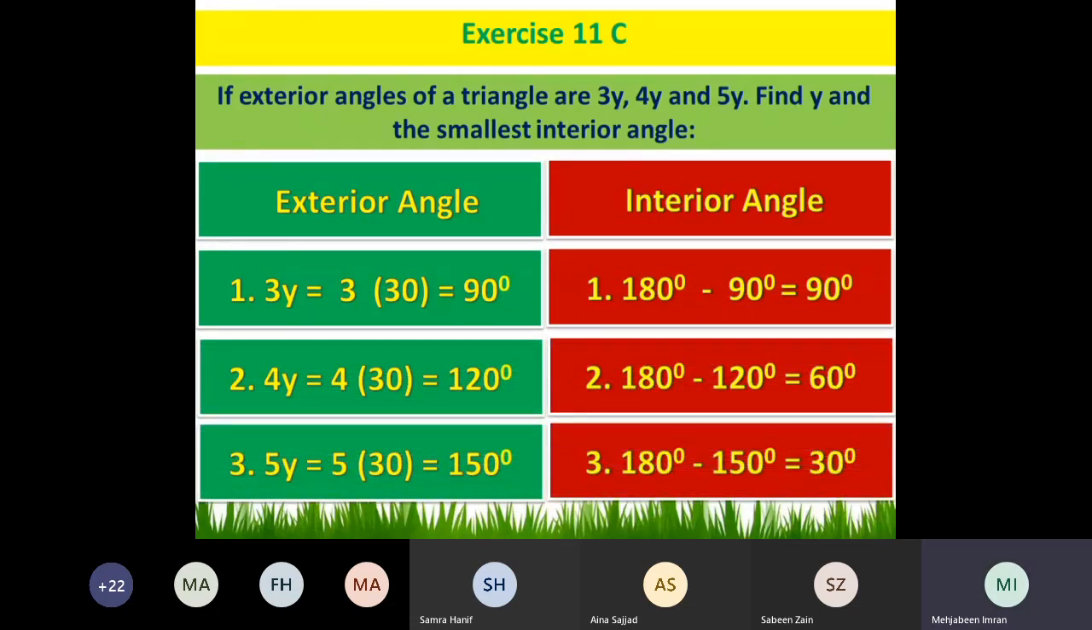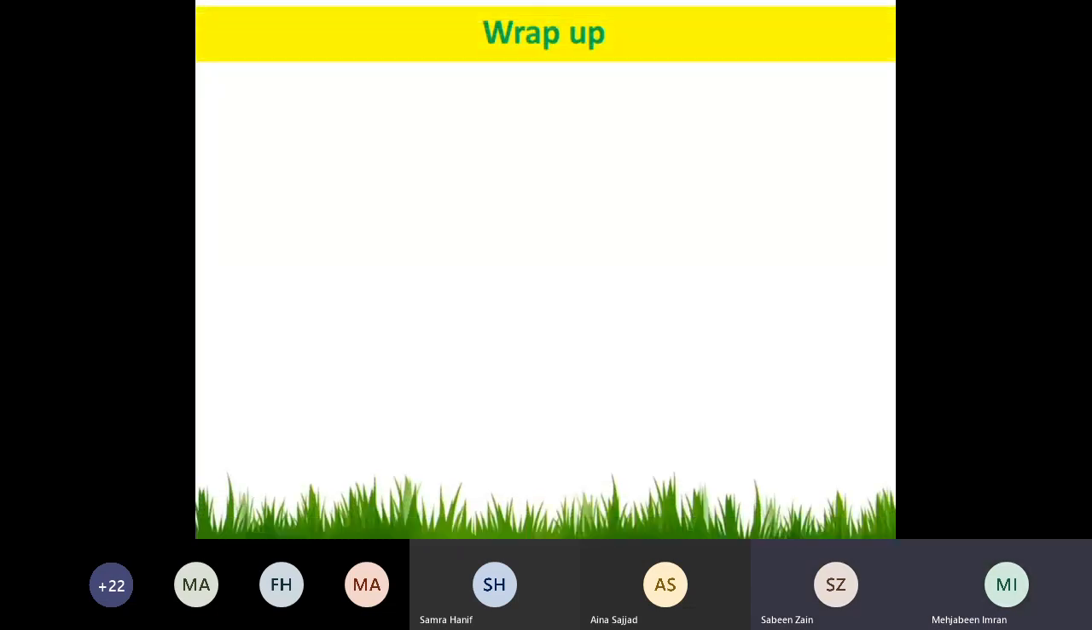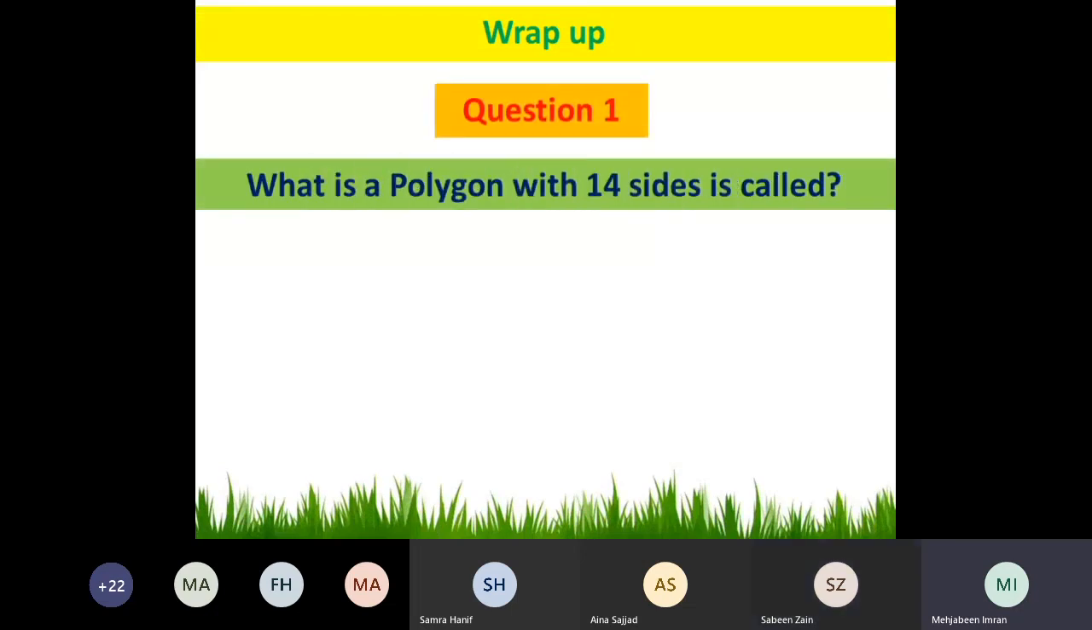Is this question clear to you? Yes, miss. Now, if questions number 7 and 8 are both clear, I would want to go to wrap up because we don't have much time left. Both are clear. Okay.